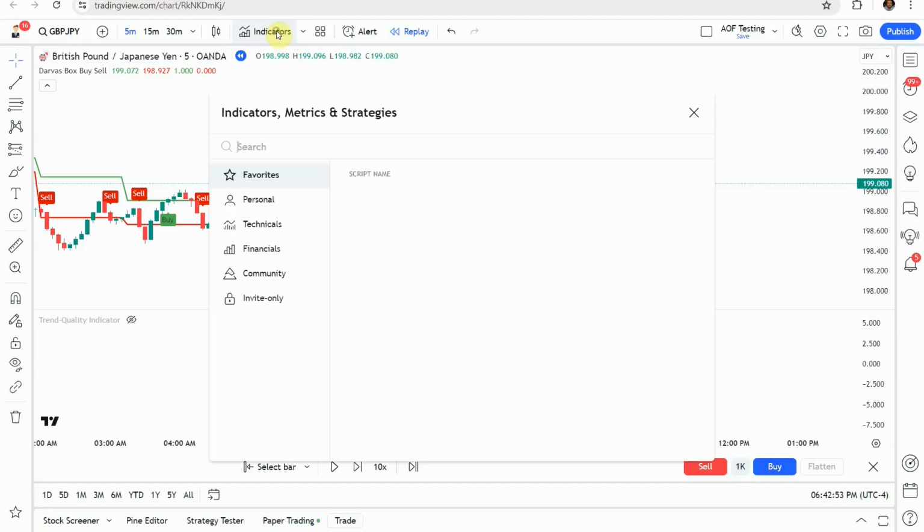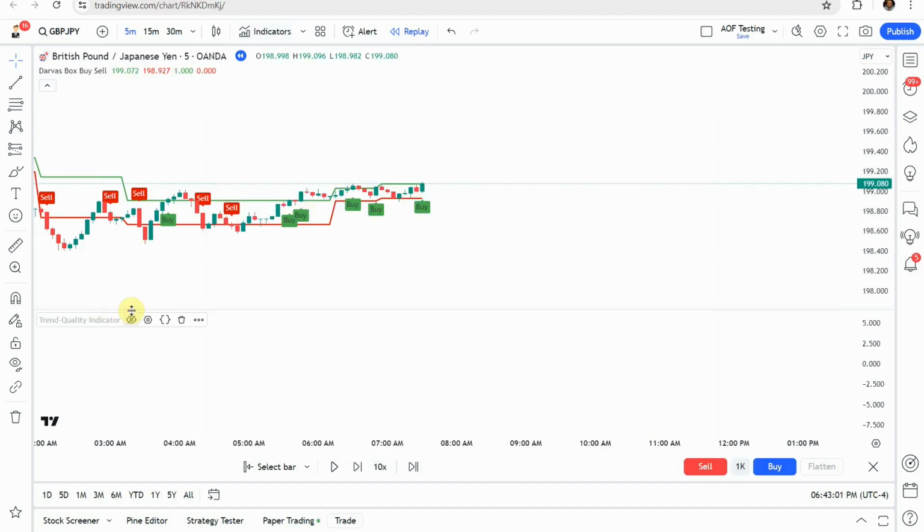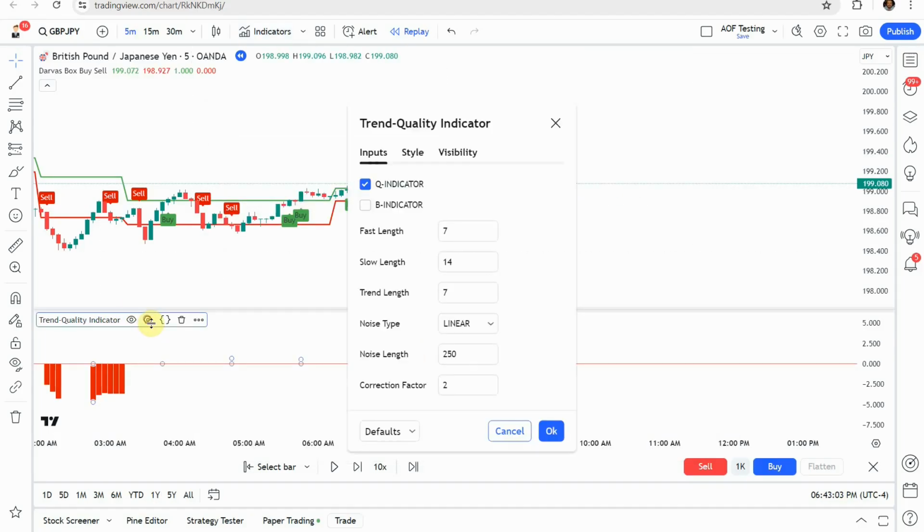The next indicator we will add to the screen is going to be the trend quality indicator. It's going to be this one right here. Go ahead and click on that one, add it to the screen, and jump into the settings of this one as well. Under the slow length, we're going to change that to 14. The trend length, we're going to change that to 7, and we're going to uncheck the B indicator right here.